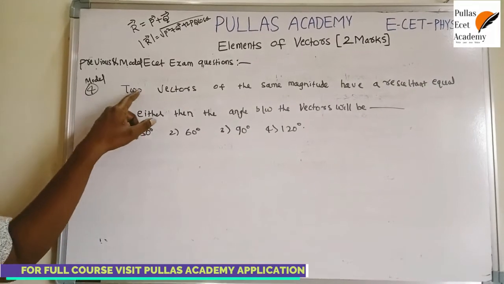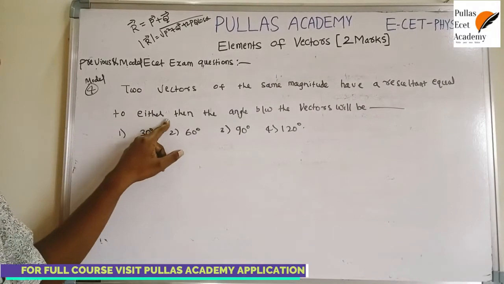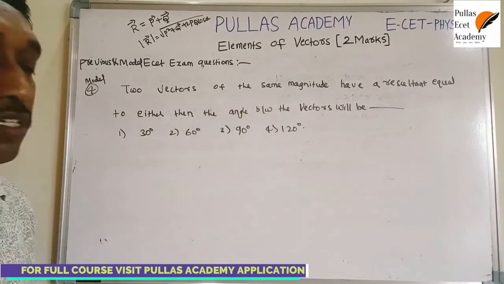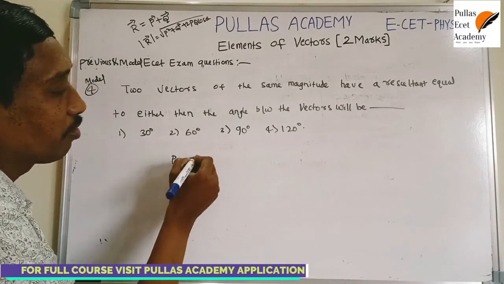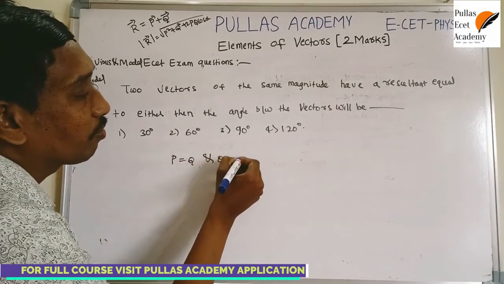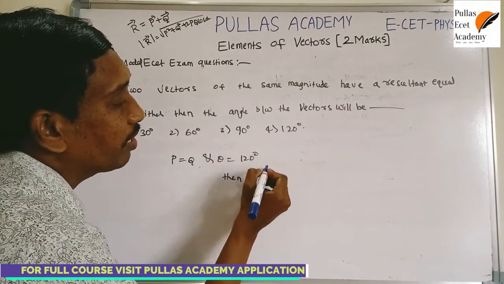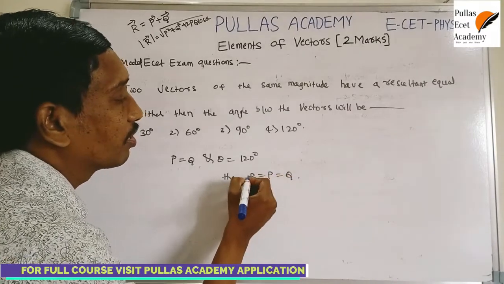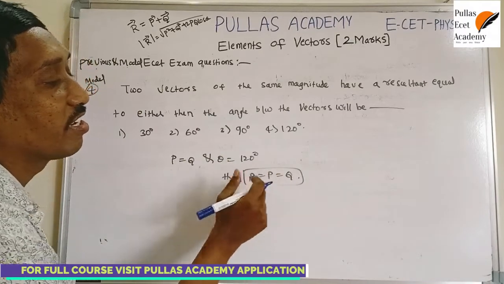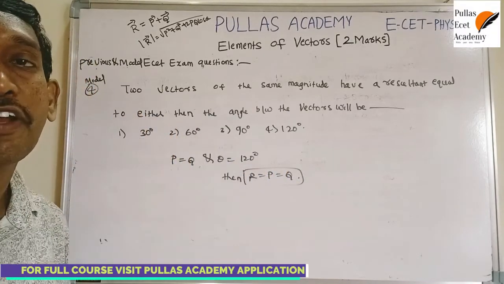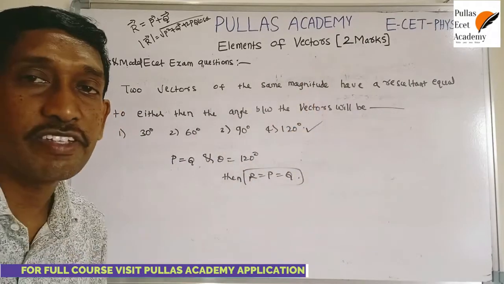One more question here. Two vectors of the same magnitude have a resultant equal to either, then what is the angle between the two vectors? Already I explained, P is equal to Q, and angle theta is equal to 120 degrees. So then you get what? R is equal to P, that is also similar to Q. That means when two equal vectors are at 120 degrees, the resultant vector is similar to the magnitude of either vector. That means what is the answer here? 120 degrees. This is a direct question.